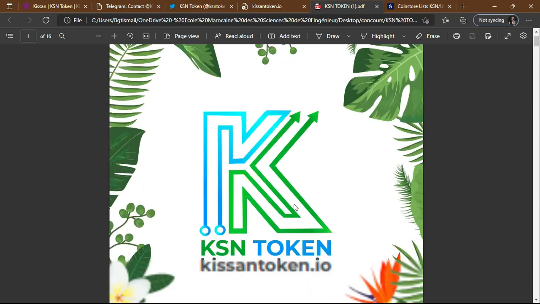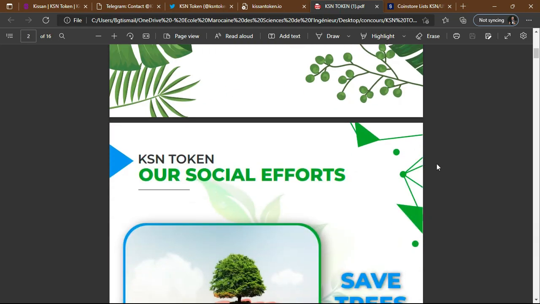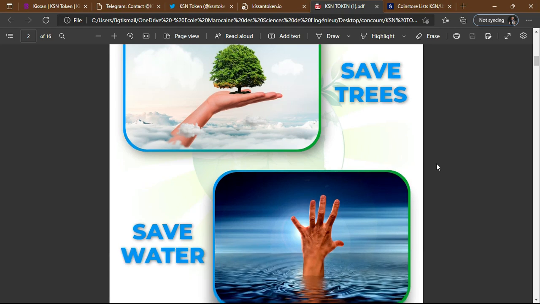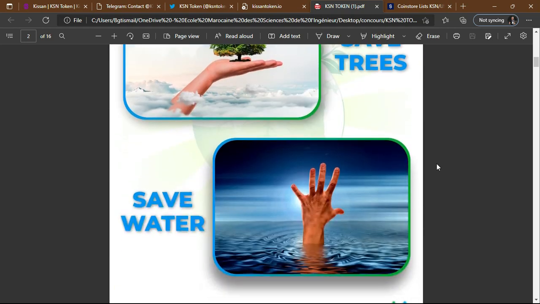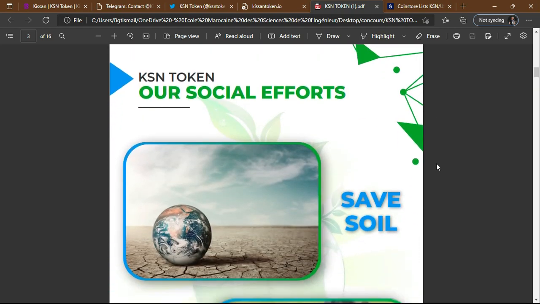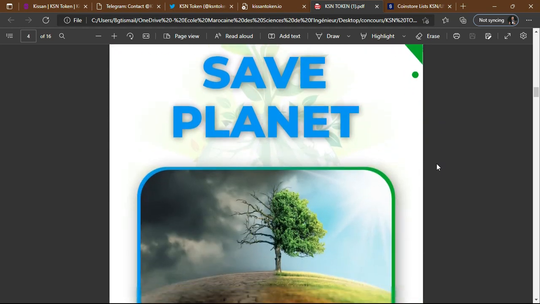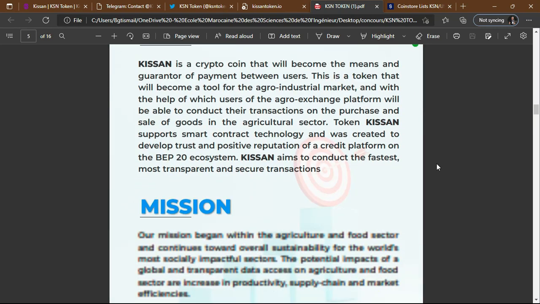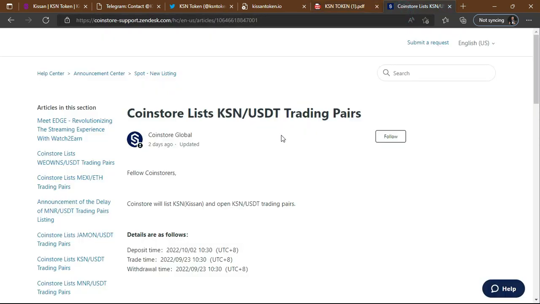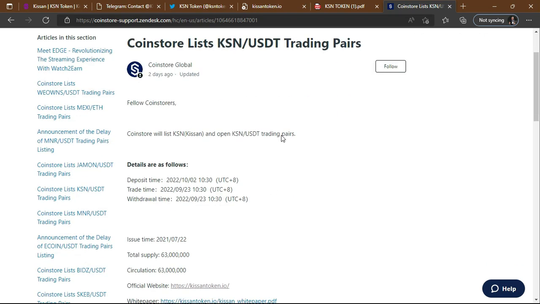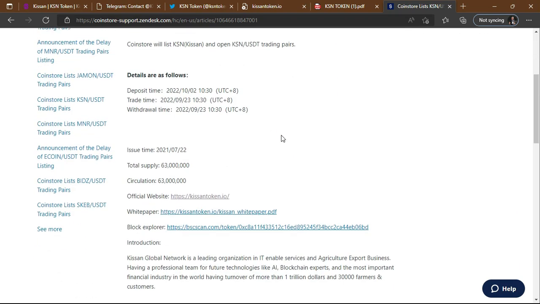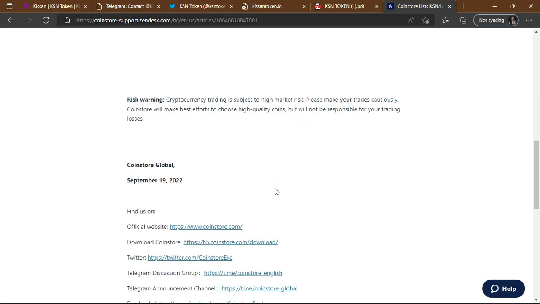And now let's take a look at this PDF, which contains so much green information about the project. You can save trees by investing in this project. You can save water, save soil, save farmers, a lot of stuff that you can do just by investing in this project. And here you have the support for the project, where you'll find so many detailed pieces of information, such as the total supply, circulation, so many details. Of course, we can't mention them all.